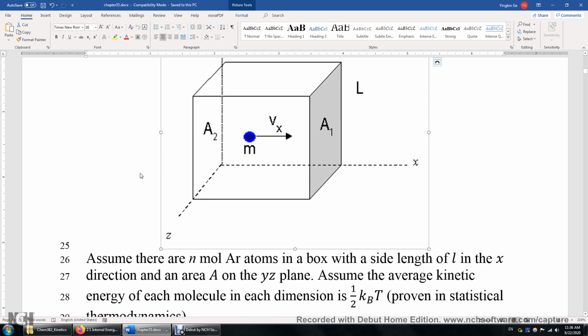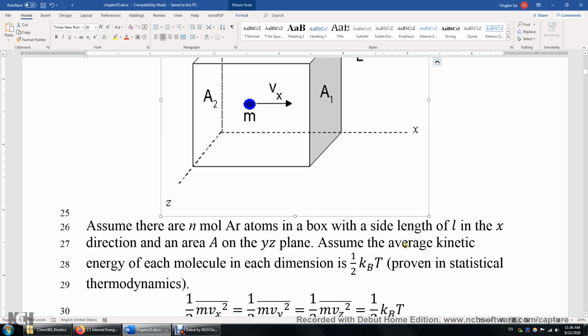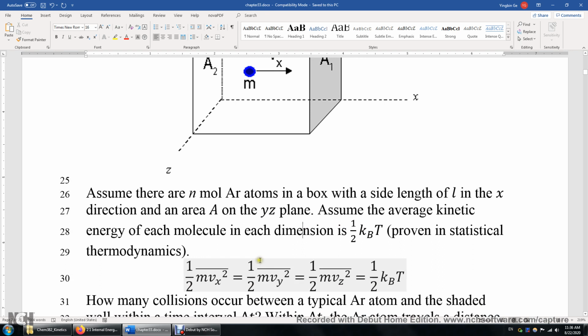This is very important. Now, let me just tell you the average kinetic energy of each gas particle in each dimension is half k_B T. This can be proven in statistical thermodynamics, so we'll deal with this later. For now, let's just accept this fact. The average kinetic energy in the x direction is half k_B T, and so is the y direction and z direction. By looking at these equations, you can tell the total translational energy of a gas particle is 3/2 k_B T, considering all three dimensions.